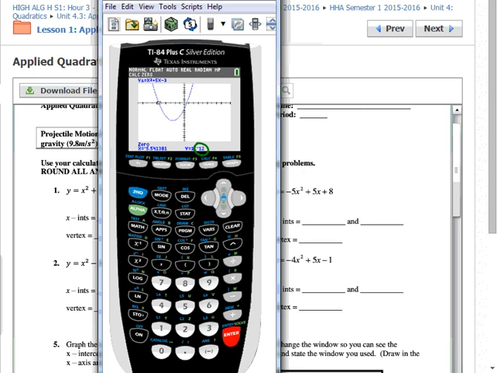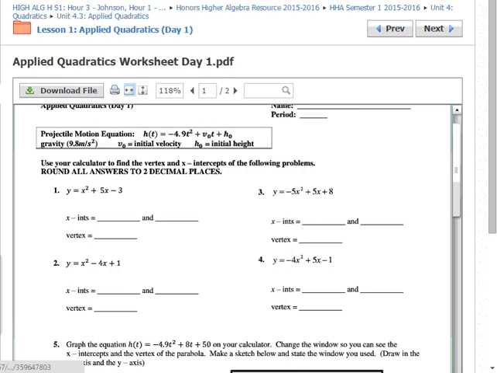Remember not to have bald answers. So when it wants the x-intercepts, that's where y is 0, right? So put something comma 0. And the vertex is a point, something comma something.